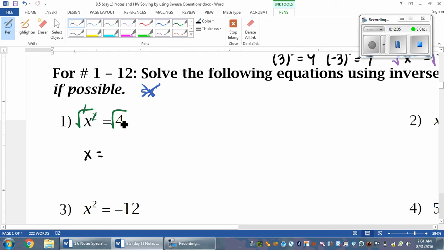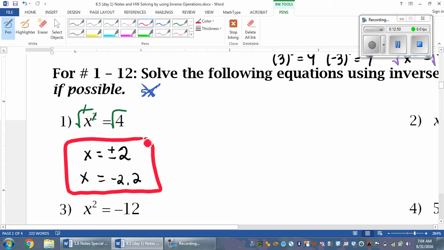Remember, when you take the square root of 4 in the calculator, it's just going to be 2. But don't forget about your two solutions. You're going to have positive and negative 2. Now, remember, you can write it as plus or minus 2. I'll accept both. Let's go ahead and move on to 4.